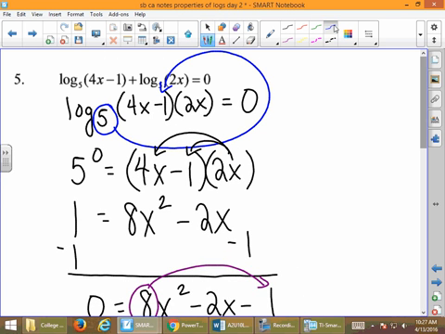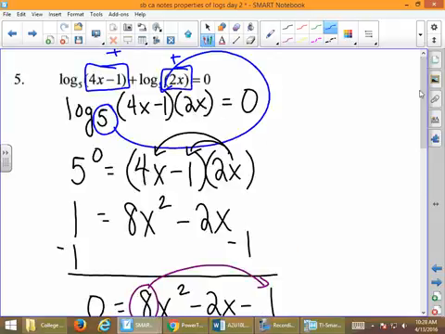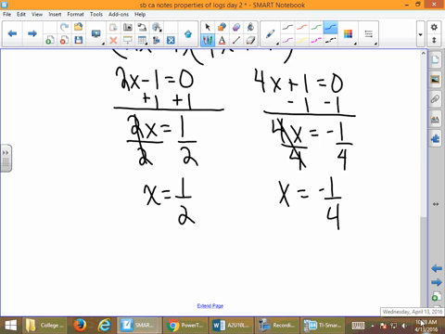So when we look back up here, what has to happen is this value has to be positive, and this value has to be positive. Well, our first solution was 1/2. Half of 4 is 2, and 2 minus 1 is 1, which is positive. Half of 2 is 1, positive. Negative 1/4, we get 4 times negative 1/4, which is negative 1, minus 1 is negative 2. So it turns out that our negative answer here is extraneous.